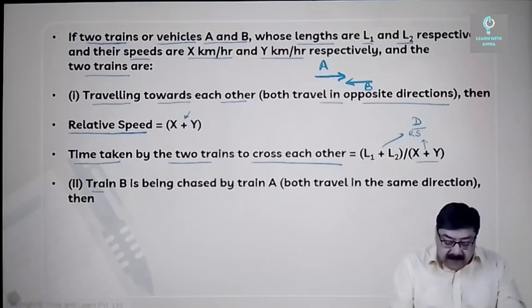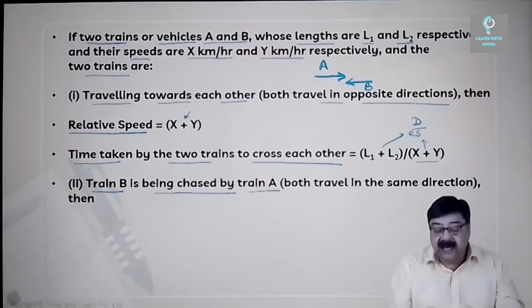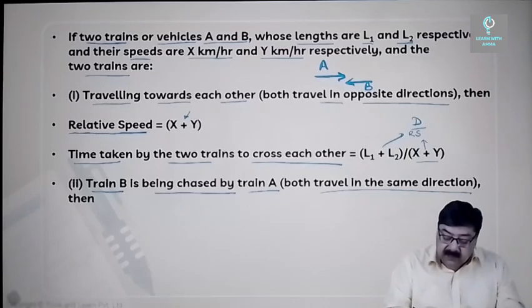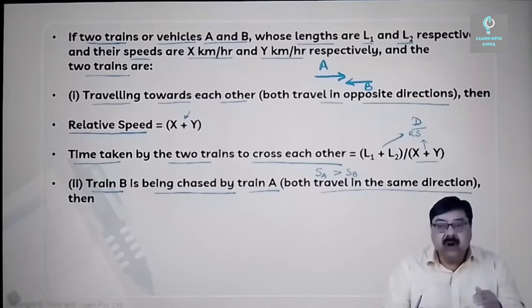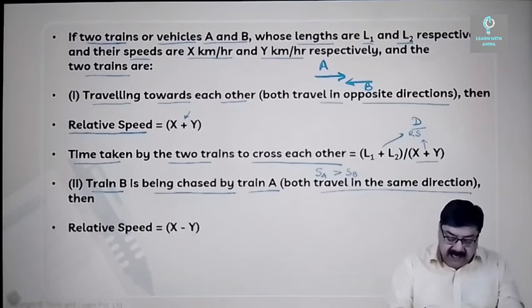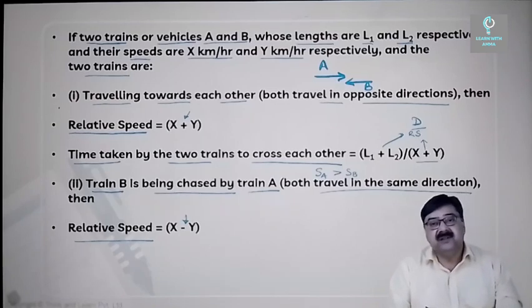Second case, train B is being chased by train A. Both travel in the same direction. And here, the speed of train A obviously is greater than the speed of train B. Then only train A will be able to cross train B or overtake train B. Now, in such a case, the relative speed will be the difference of the two speeds.